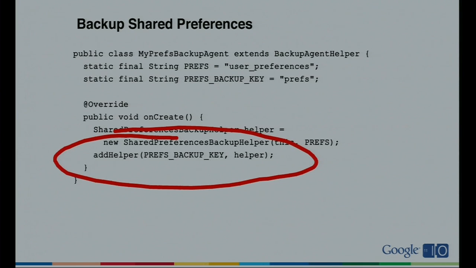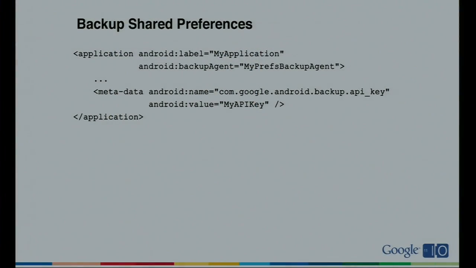In this instance, you probably don't want to be persisting instance information like application state. You want to be persisting only user preferences. And so this is how you can define exactly which of those keys within the shared preference file you want to back up. To make that work, you need to add a new attribute to your application node, specifying your backup agent, and you need to also have a metadata tag which has your API key for the backup service.